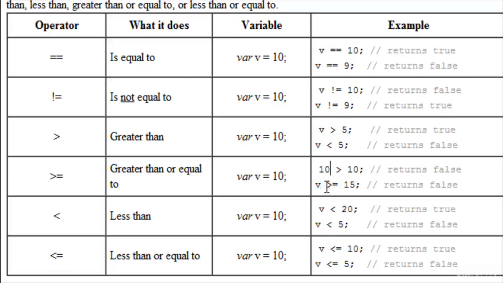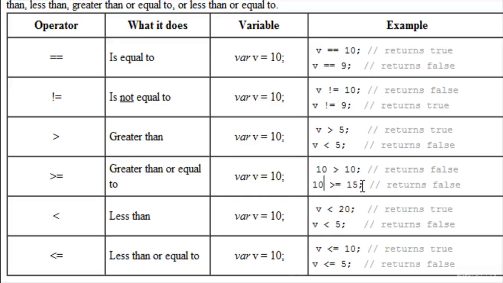In the next example, is v greater than or equal to 15? Well, v is equal to 10. 10 is not greater than 15. 10 is not equal to 15. Both of them are wrong, and this has got to be false. Then we have our less than sign. If v is less than 20, well, then it's going to return true. If v is less than 5, it's going to return false because 10 is greater than 5. 10 is not less than 5.